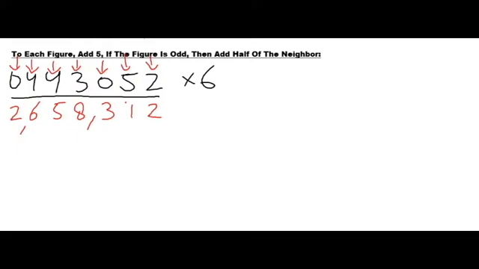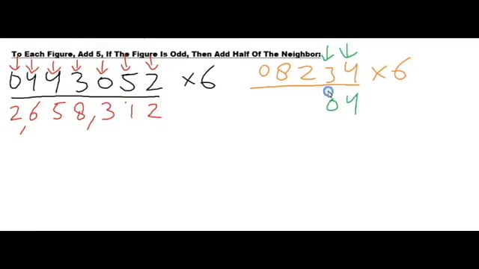Let me change the color. So 8,234 times 6. Let's put 0 here and line here. So 4 has no neighbor, so let's write 4 as it is. Then this 3 is odd, so add 5, it becomes 8. 8 plus half of neighbor is 2, so 8 plus 2 is 10. We'll put dot 0. Now this 2 is even, so no problem. 2 plus half of 3 is 1, so 2 plus 1 is 3, plus this dot will make it 4.